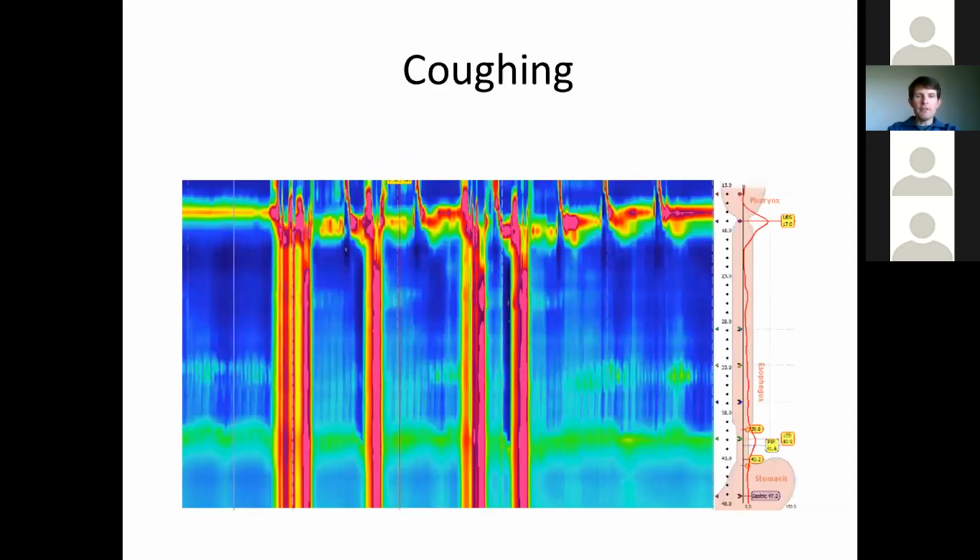So a few things you might see. Alex has been keeping a nice library of common findings on esophageal manometry studies, and he was kind enough to share those with me. I have a few examples that he provided me. So one is coughing. You see these high pressure panesophageal waves that come when a patient coughs. It's just pressure exerted from the cough all the way down the manometry catheter.